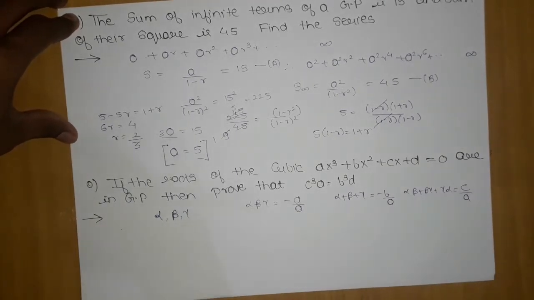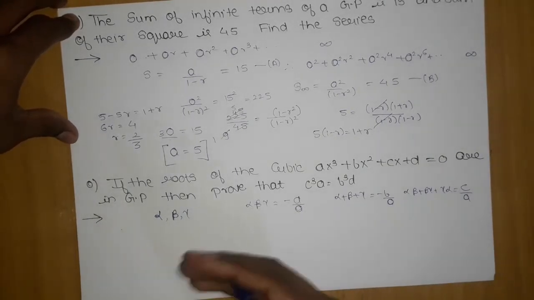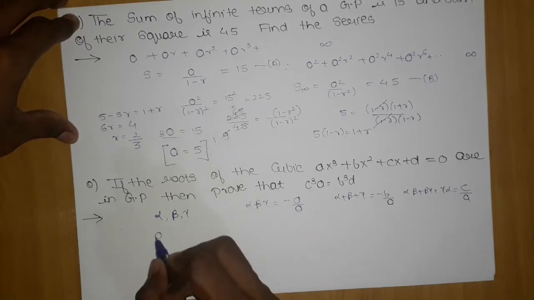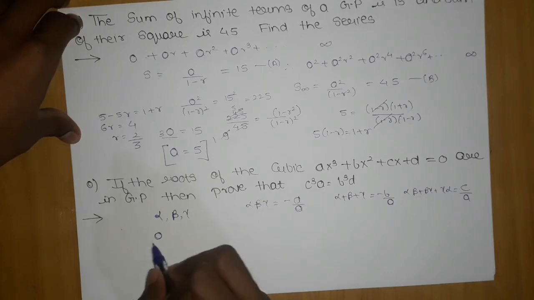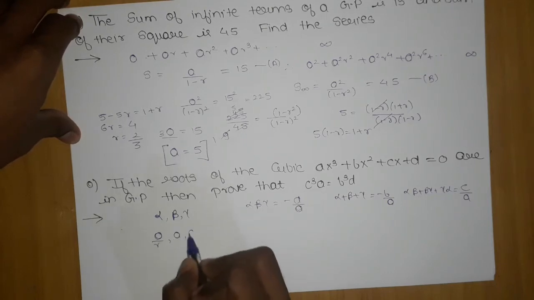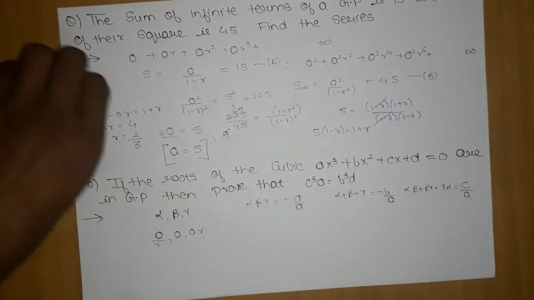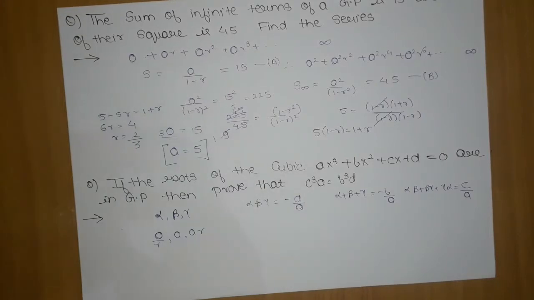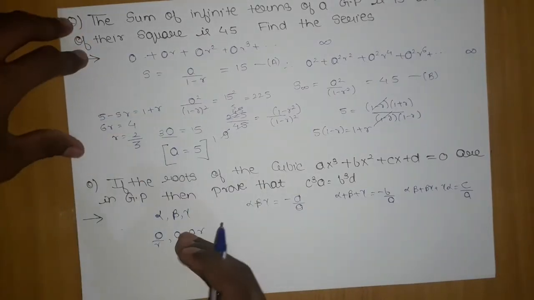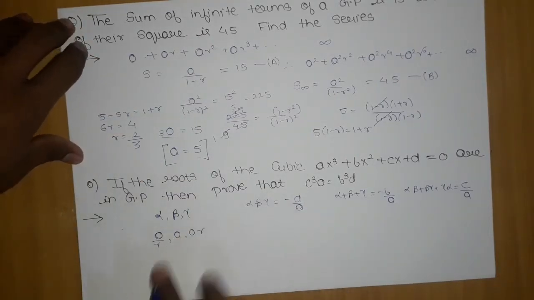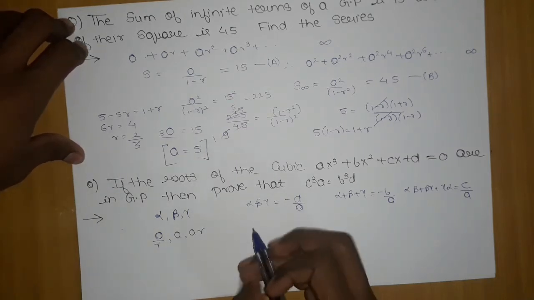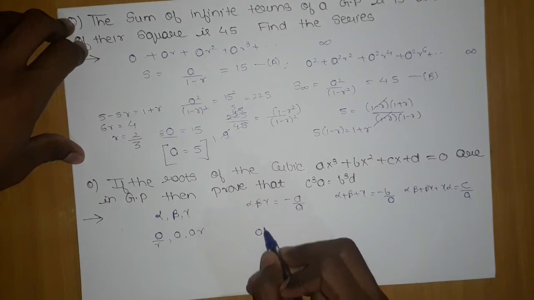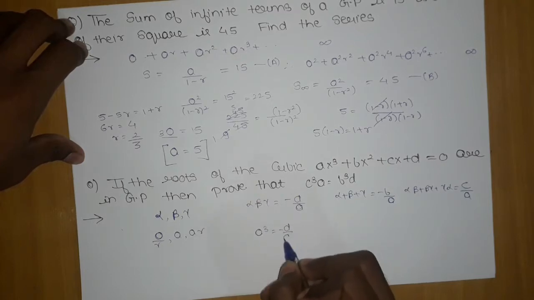But in GP, if three terms are in GP, how do we consider them? a by r, a and ar. Why are we considering this? Because whenever you see in a question that a product of an odd number of terms is involved, try to take these terms in GP, because they will cancel out and give you a value directly. So here you can see, if I take the product, a cube will be nothing but minus d by a.